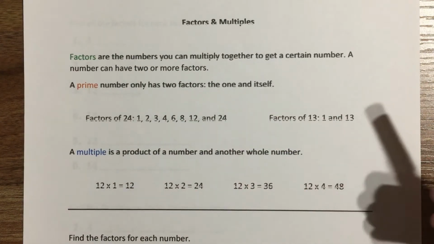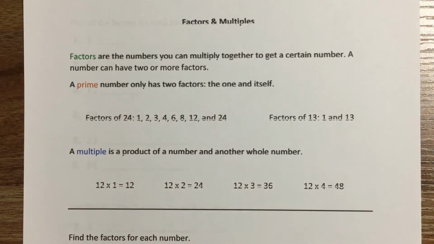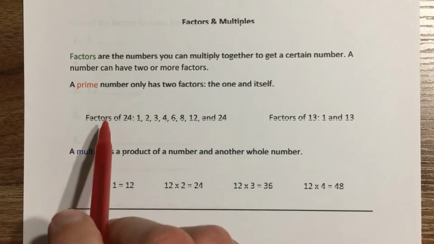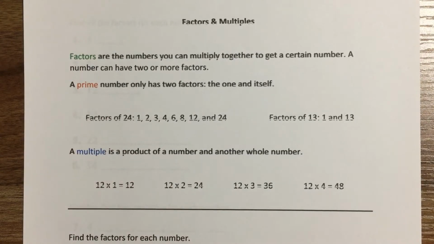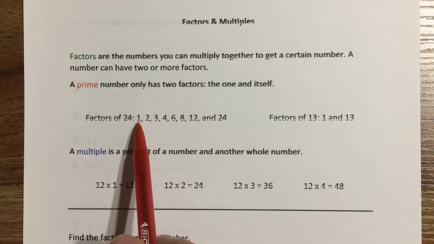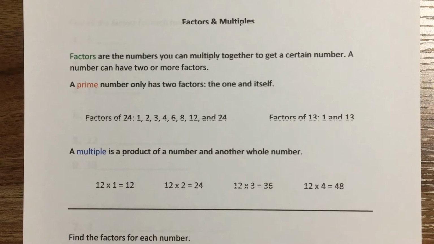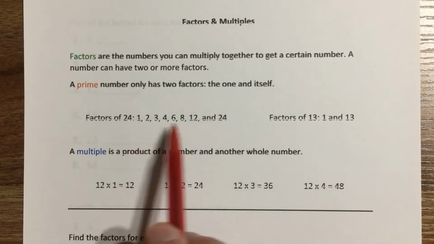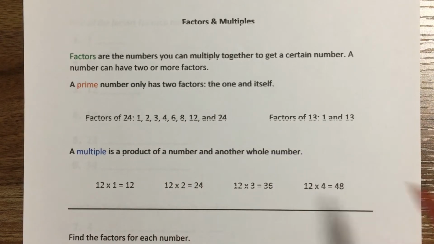So let's take a bigger number, a number like 24. Kind of hard to see, but yes, that is a 24. For some reason, the ink didn't print very nicely on this one for me. But we're looking at the factors of 24. We want to know what numbers we can multiply together to get 24. And those numbers are 1 and 24. 1 times 24 is 24. 2 times 12 is 24. 3 times 8 is 24. 4 times 6 is 24.